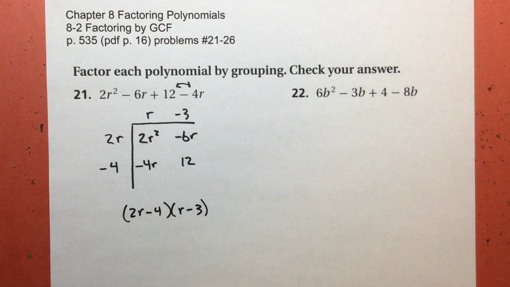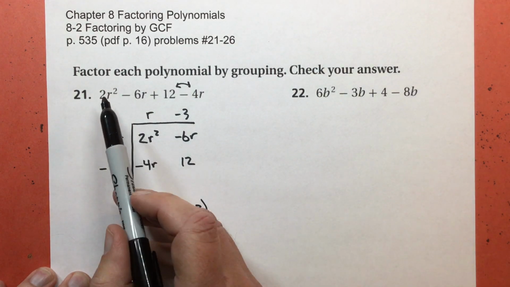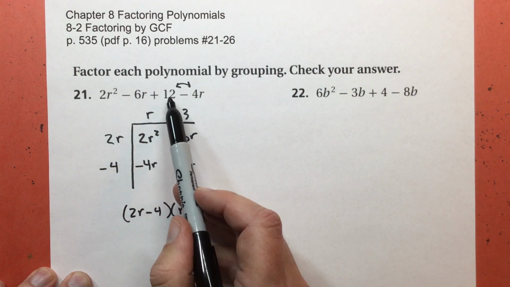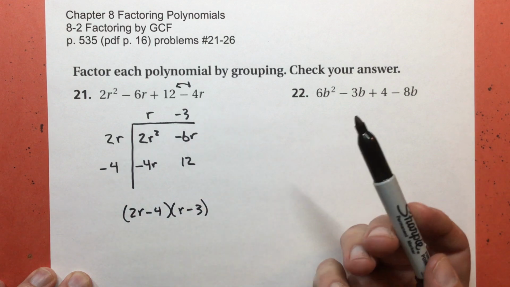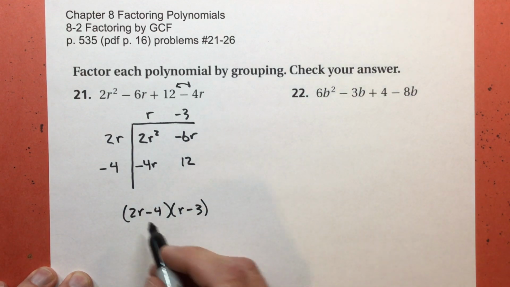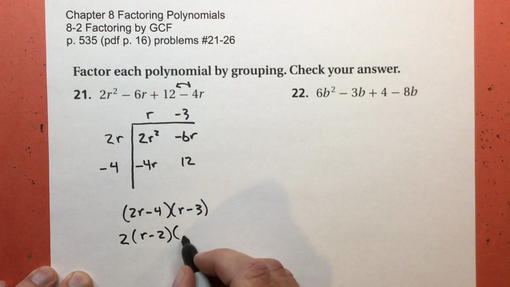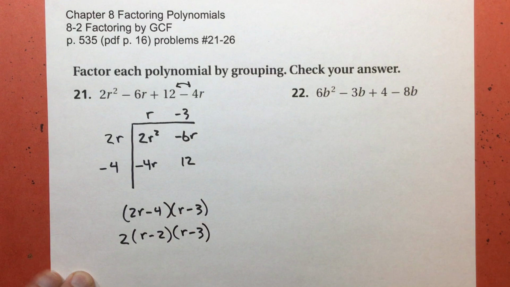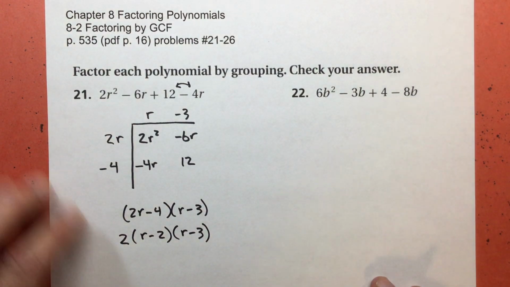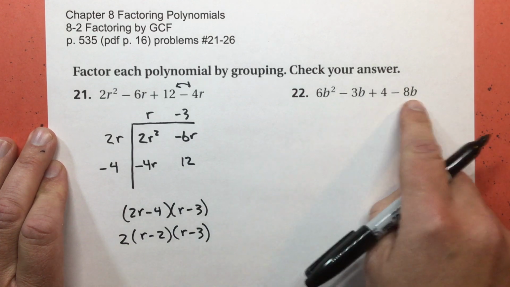And if you'll notice, I actually had 2 times 1, 2 times 3, 2 times 6, and 2 times 2. I had a greatest common factor of 2. So I'm going to take it out of this one right here. 2 times r subtract 2 times r subtract 3. Got to make sure I completely factor it. All right, no common factor here.